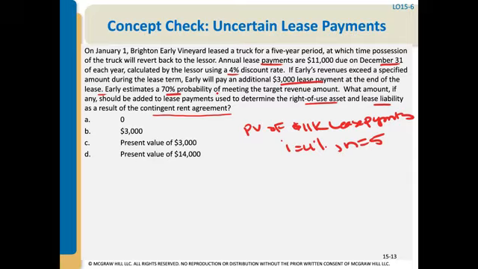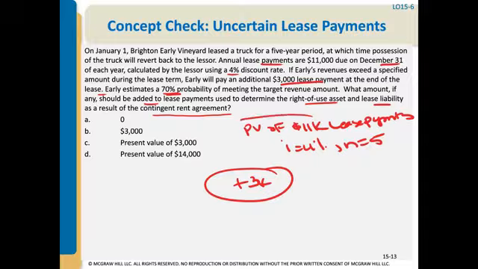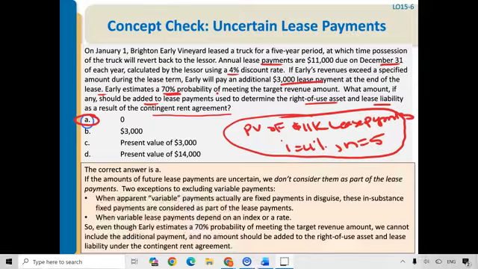Now, if they hit a certain revenue target, they're going to add another $3,000. However, Early only estimates that it's a 70% probability of meeting that target revenue. So what amount, if any, should be added to the lease payment, meaning added on top of the $11,000 that we know for sure we're going to present value?